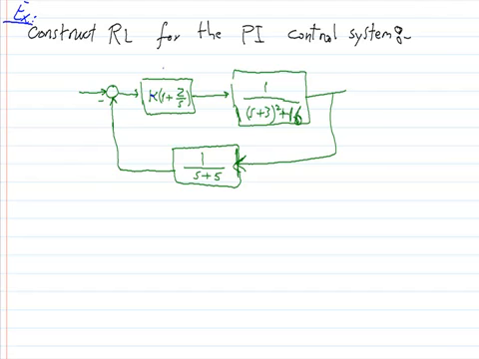It is a PI control system because we have a PI controller, because we have k and we have 2k over s. So this is the P controller and this is the I controller. So it's a PI controller. Now this is the plant and this is the feedback transfer function.